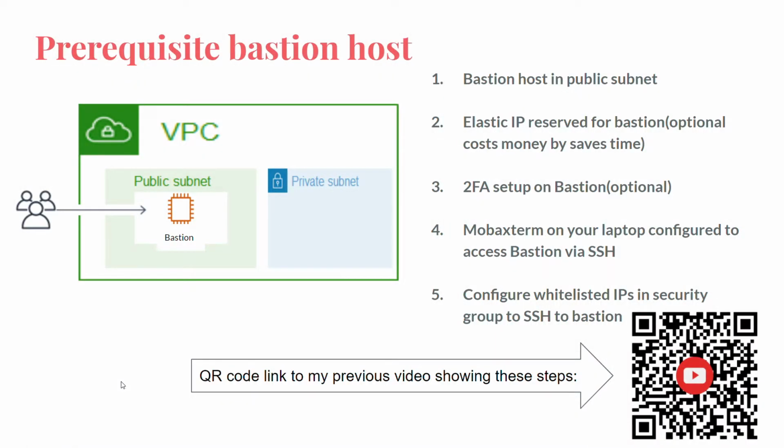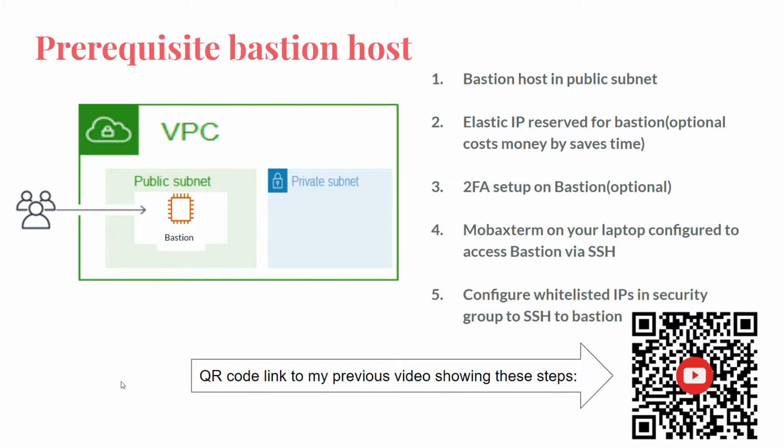In my previous video, I showed how to create a Bastion host and grant access to only whitelisted IPs, and also set up multi-factor authentication on the Bastion host to secure it even further. In the interest of time, I will start from where we had left off earlier. You can find the links to those videos in the description.